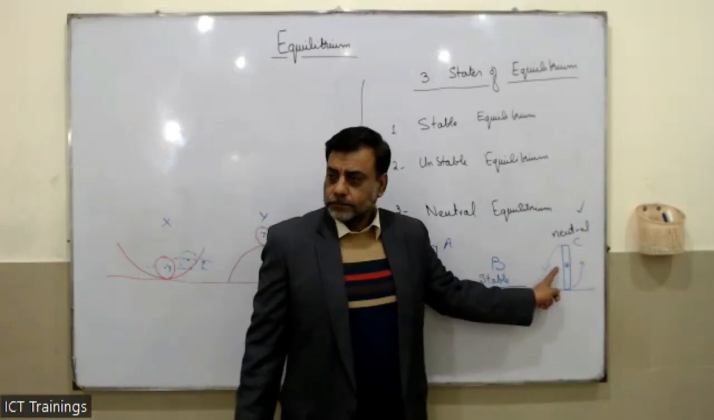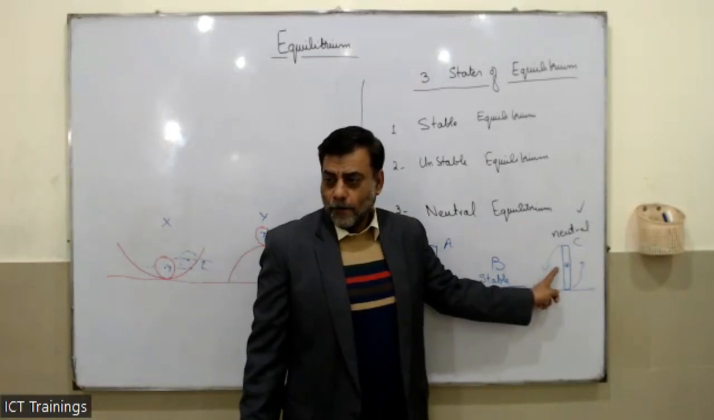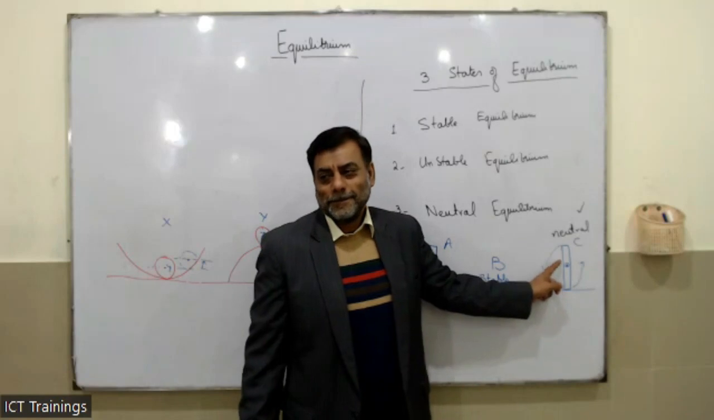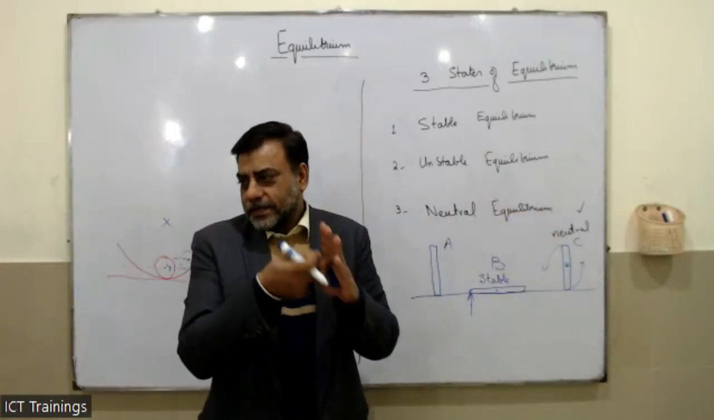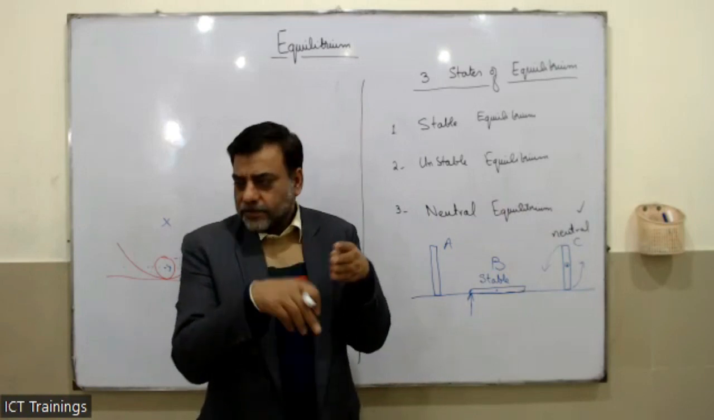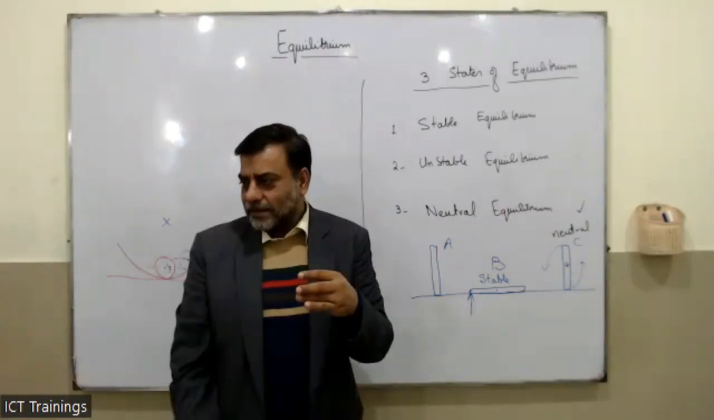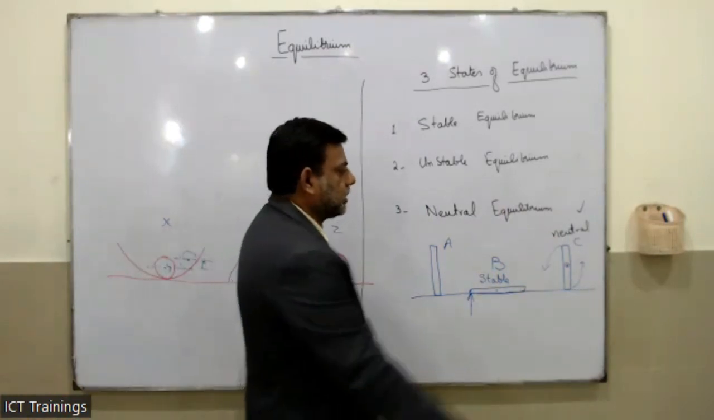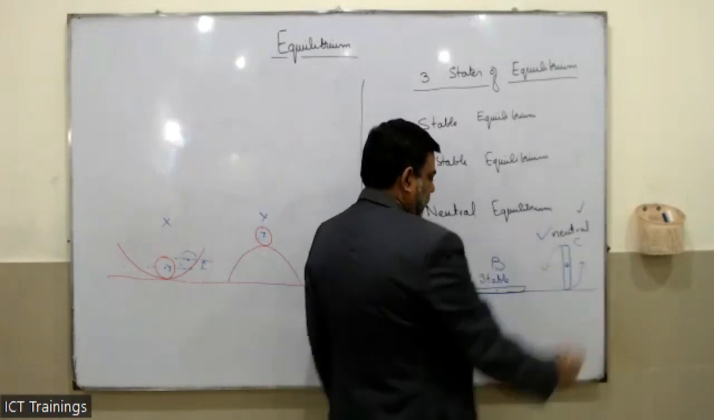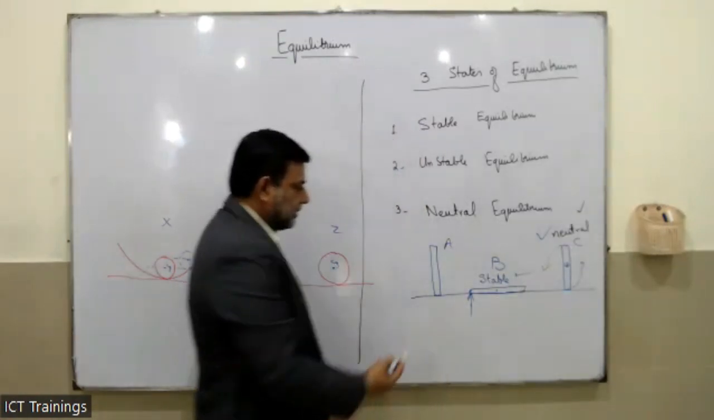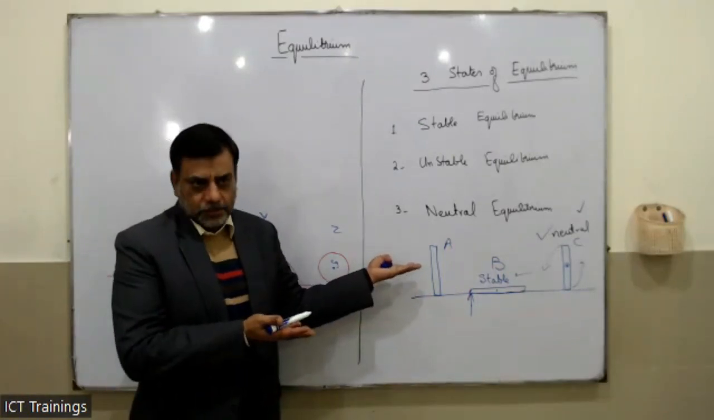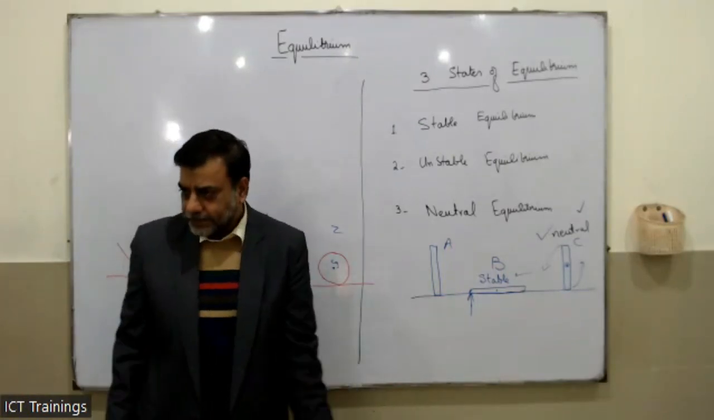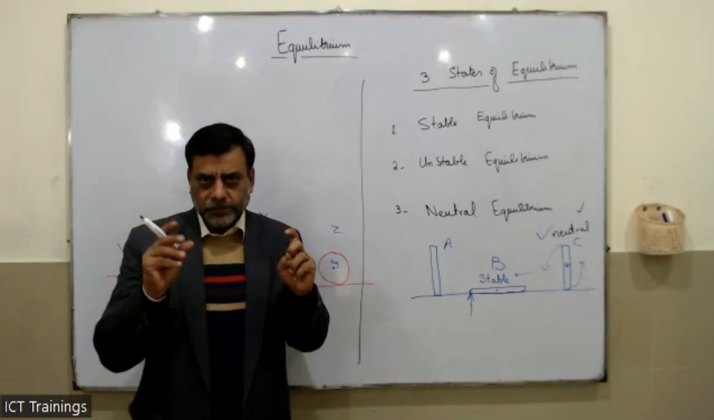This is neutral. Sherbanu, why? Center of gravity is over there. It remains at the same level. So the center of gravity level is neither rising nor going down. So it is neutral. Yes. This is stable. And what about A? Unstable. It's very obvious. You can see it's unstable. Right? Is it okay? Is it making sense?